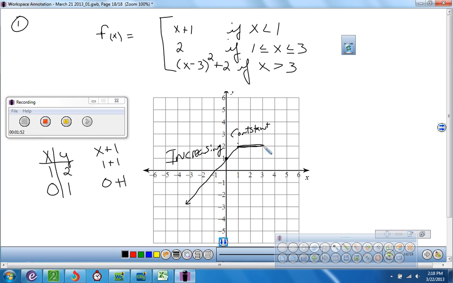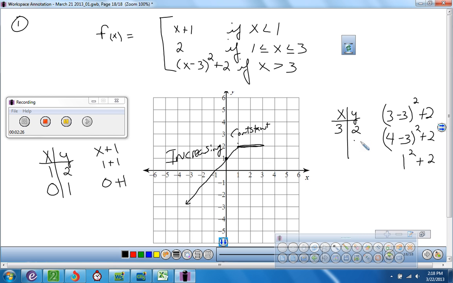So it's equal to there. Now we have to see what happens here. I'm going to plug in points again. I've got x and y. So I'm going to take 3 and plug it in there. So I get 3 minus 3 is 0, plus 2. So when I plug in 3 for x, I'm going to end up with 2. Then I say, well, what's greater than 3? Well, 4 is. So let's do 4. So 4 minus 3, so I get 1 squared plus 2, so I'm going to end up with 3.